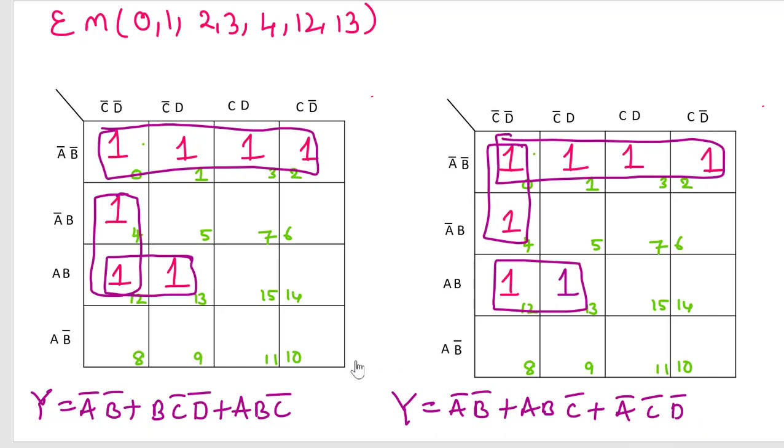Okay, if you look at here, both the expressions have 3 minterms. This also having 3 minterms. One is with 2 literals, the other two with 3 literals. Same thing here, one minterm with 2 literals and the rest 2 with 3 literals. That means both are valid solutions. Both are having the same number of minterms with the same number of literals. So you can take any one of them as your final expression.